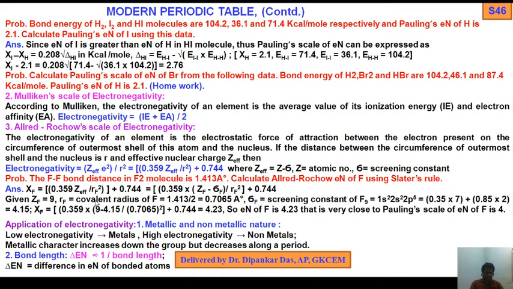Bond length. The difference of electronegativity, delta EN, is proportional to 1 by bond length, where delta EN is the difference of electronegativity of bonded atoms. So if bond length increases, the difference of electronegativity decreases.